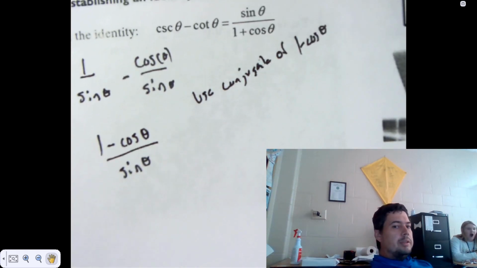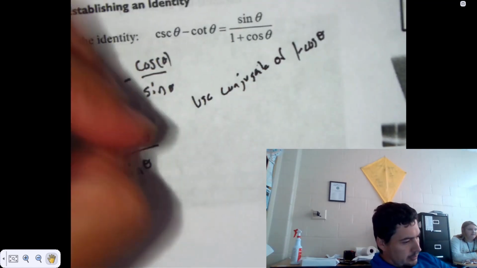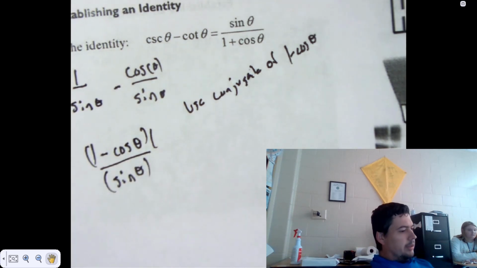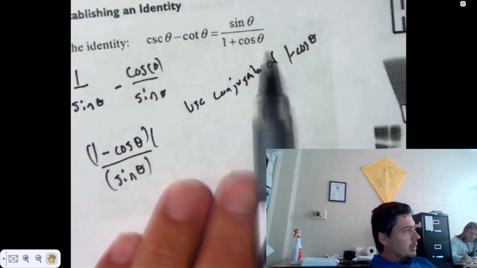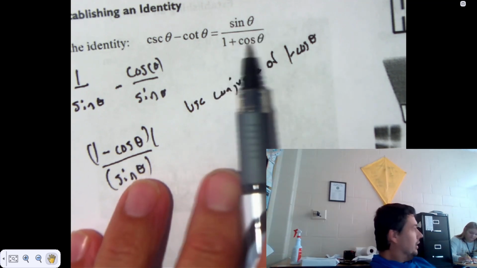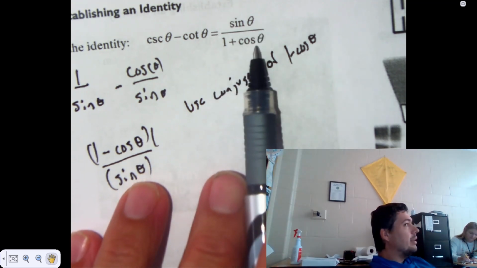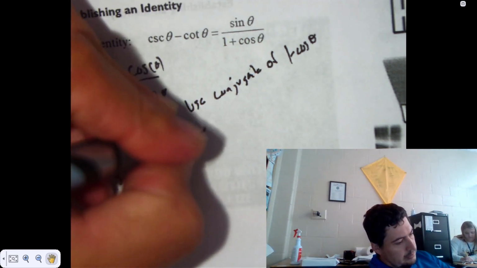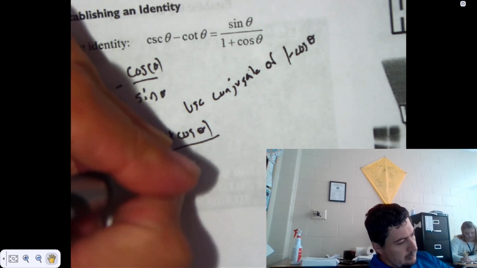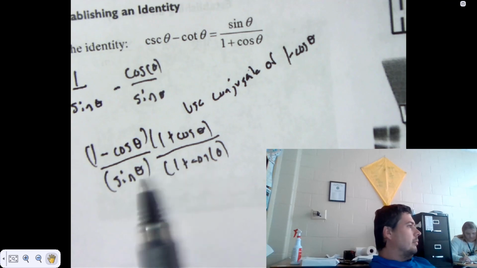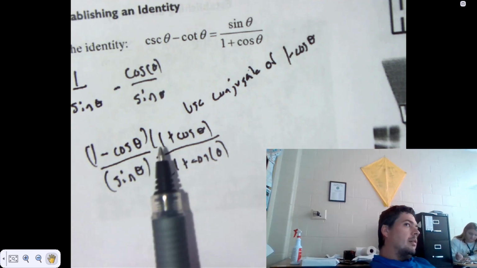What is the conjugate of 1 take away the cosine of theta? Come on, it's literally on the piece of paper. 1 plus. It's giving you a hint. That has to be in the bottom, doesn't it? You're going to have to multiply the top and bottom by 1 plus cosine theta at some point in your life. Now, I wouldn't do anything with the bottom. Wouldn't touch it. I'd focus on the numerator.